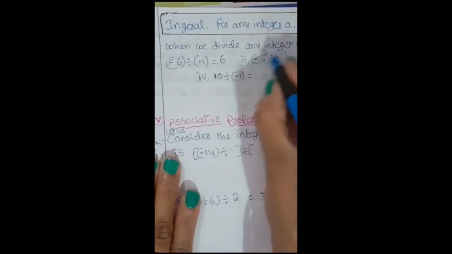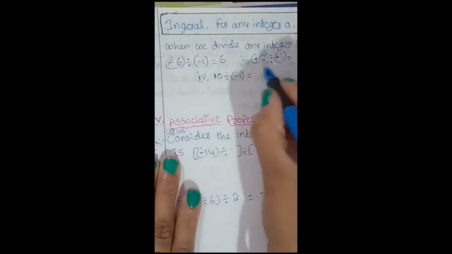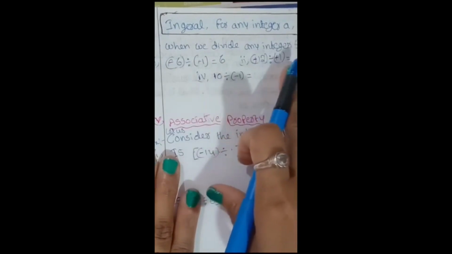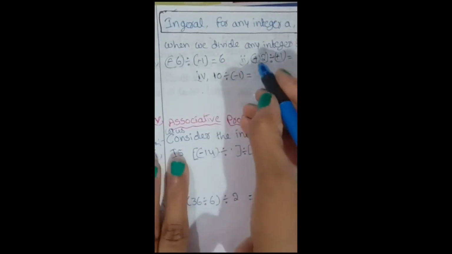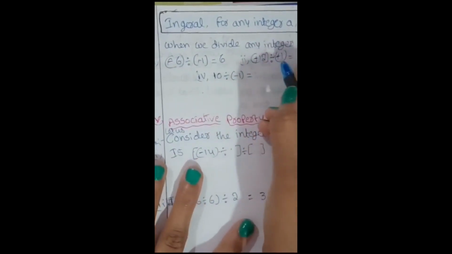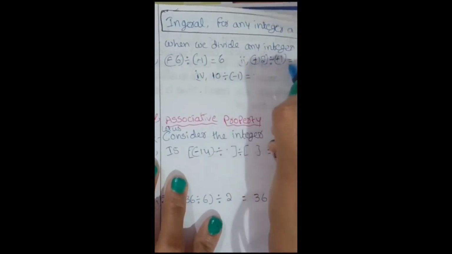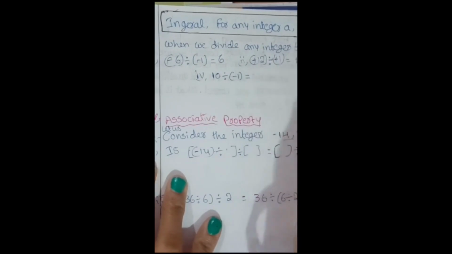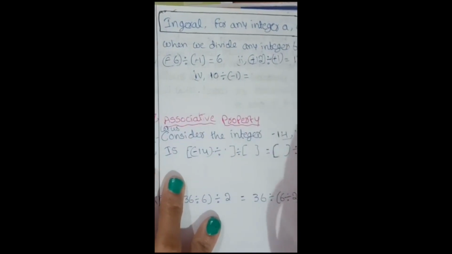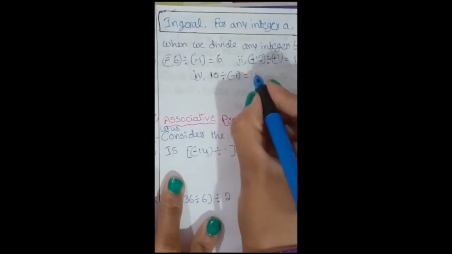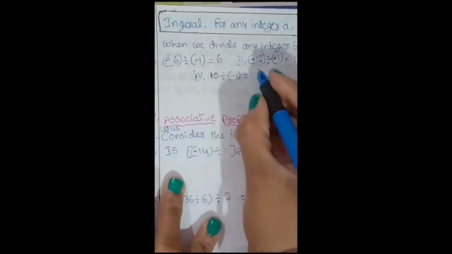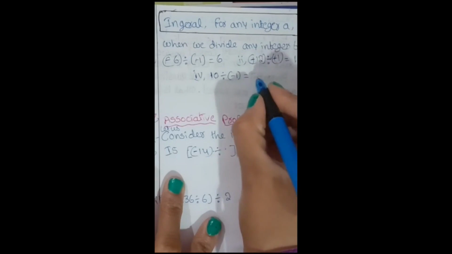Here both are negative integers, so the minus is cancelled, so that's why it is 12 only. And here also all are negative integers, the minus is cancelled, so 24 divided by minus 1 is 24 only. Positive integers: 10 divided by minus 1 is minus 10 only.